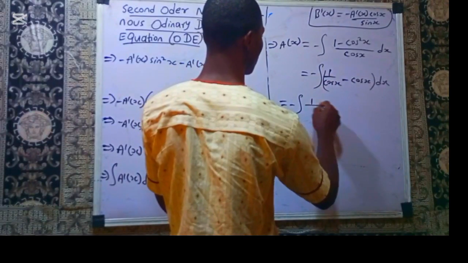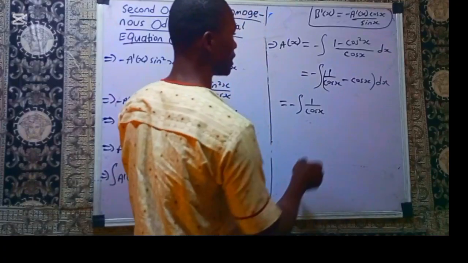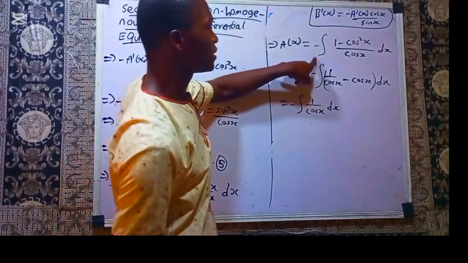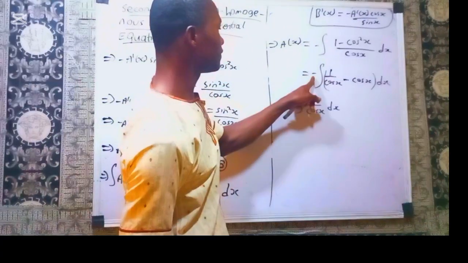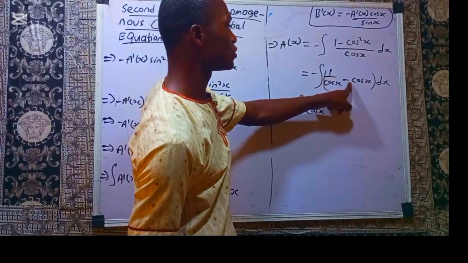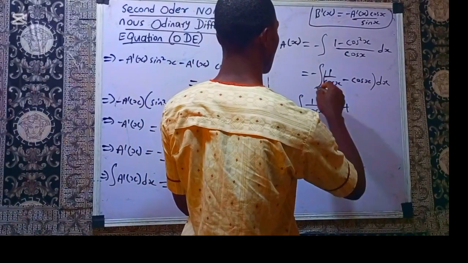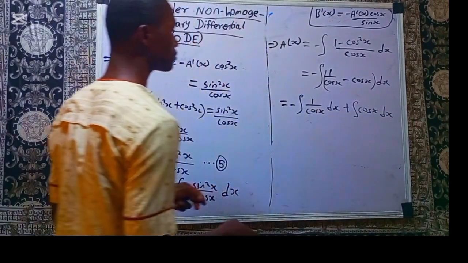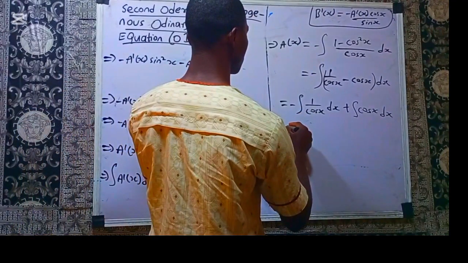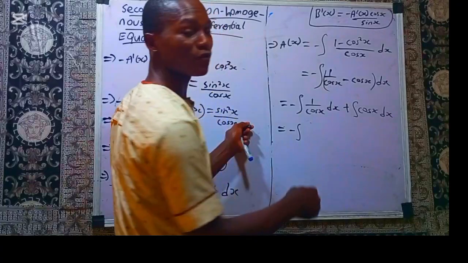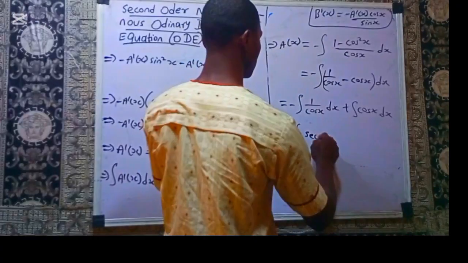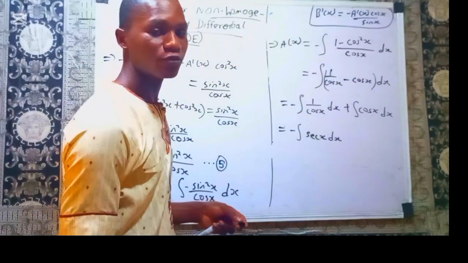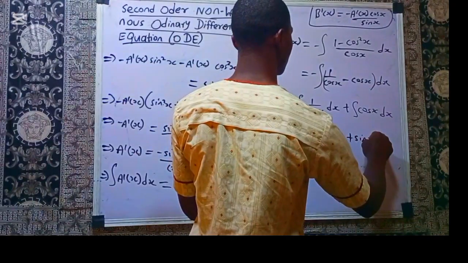Negative integral of 1 over cos x dx. Now, because I factored out the negative, if I pass the negative integral to each of them, the negative here changes to what? Positive. So I have positive integral of cos x dx. Then this equals negative integral of, this 1 over cos is what? Sec x dx, plus the integral of cos, which if you integrate cos, you get positive sine x.